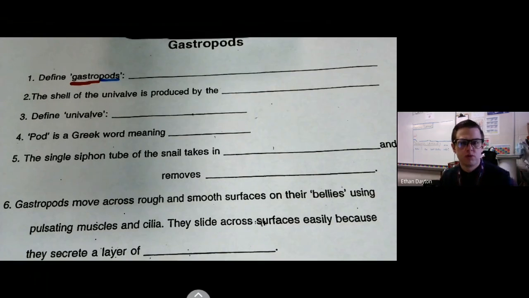Sawyer, thank you for joining. We are taking the quiz on gastropods. We just did a little bit of a review. So you should go into Schoology, into today's folder, it's titled Gastropod Quiz.